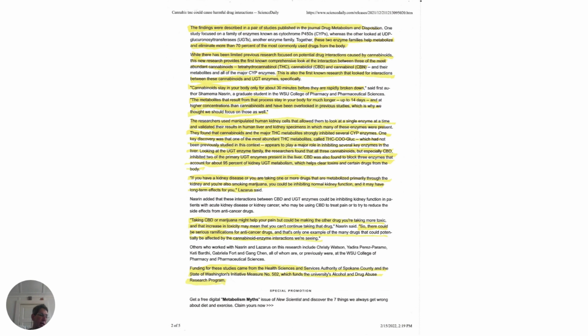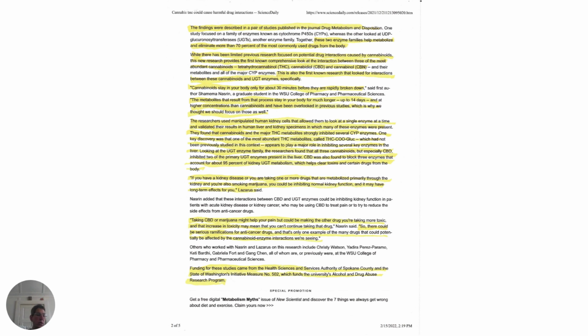Come down here. Taking CBD or marijuana might help your pain, but could be making the other drug you're taking more toxic. And that increase in toxicity may mean that you can't continue taking that drug. So there could be serious ramifications for anti-cancer drugs. And that's only one example of the many drugs that could potentially be affected by the cannabinoid enzyme interactions we're seeing.